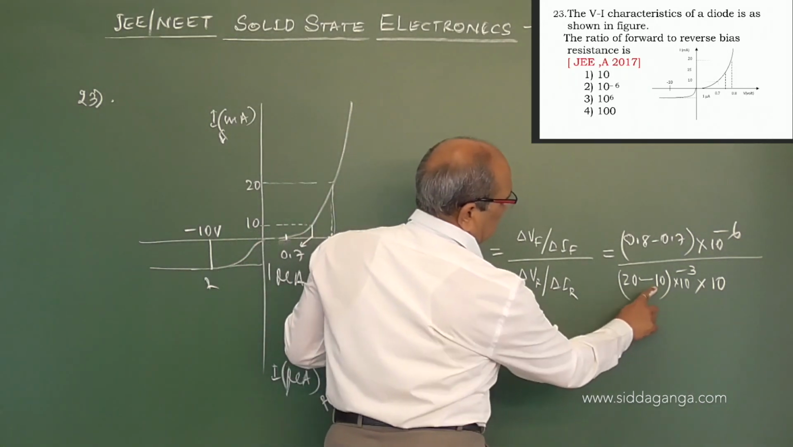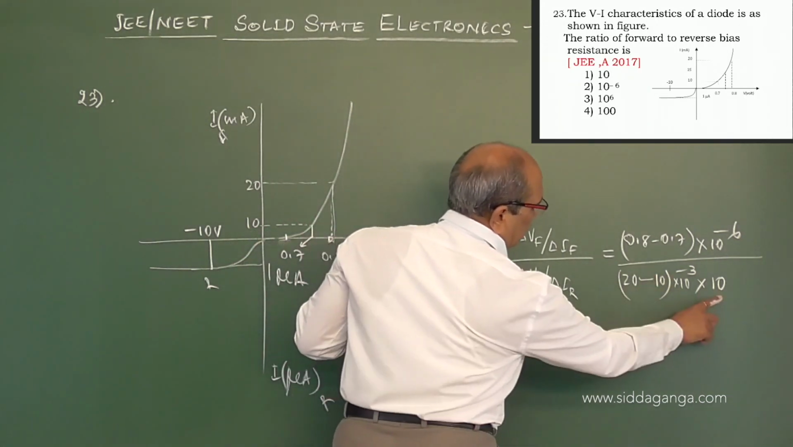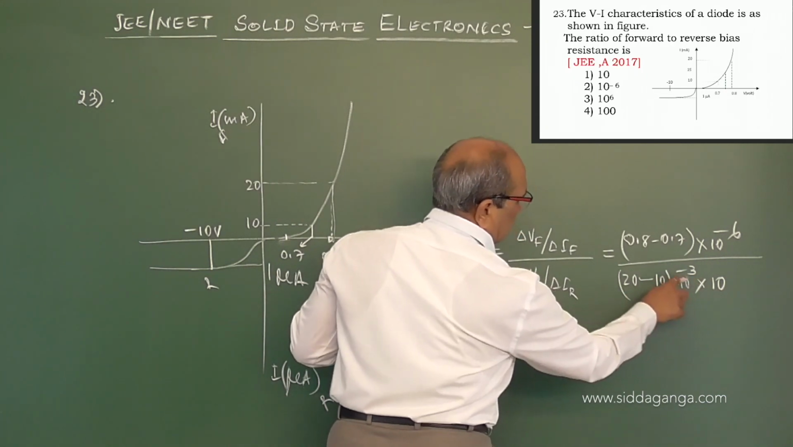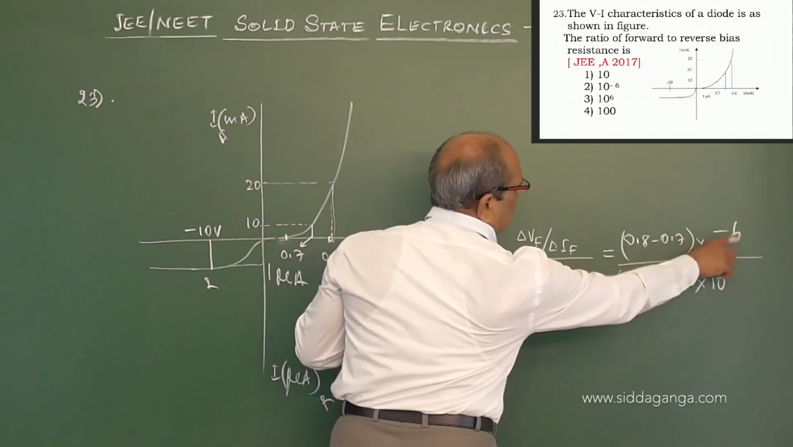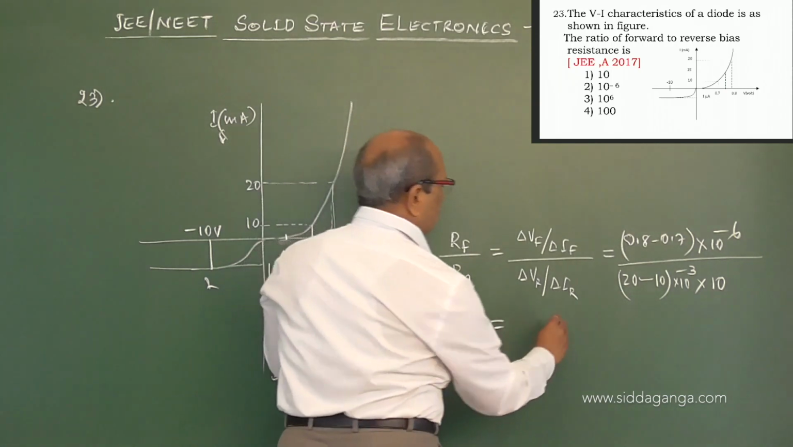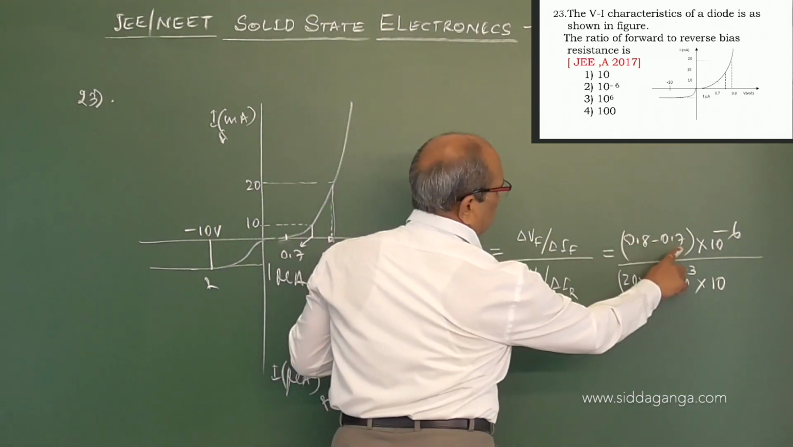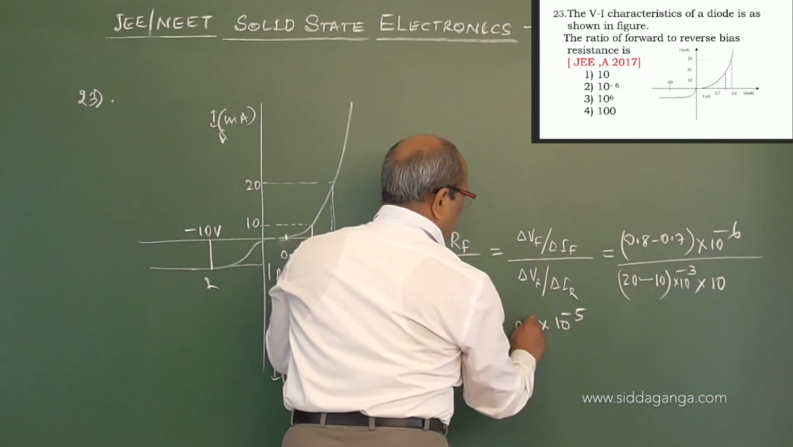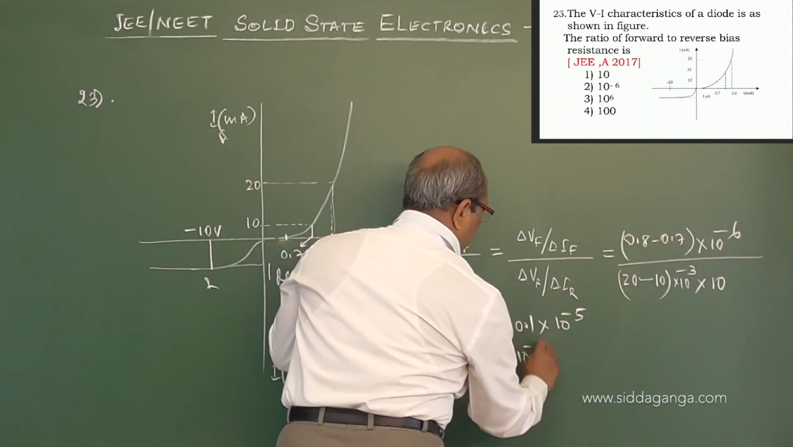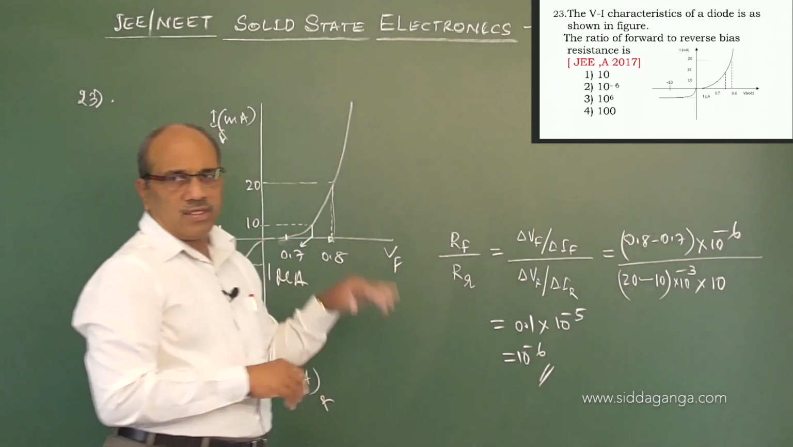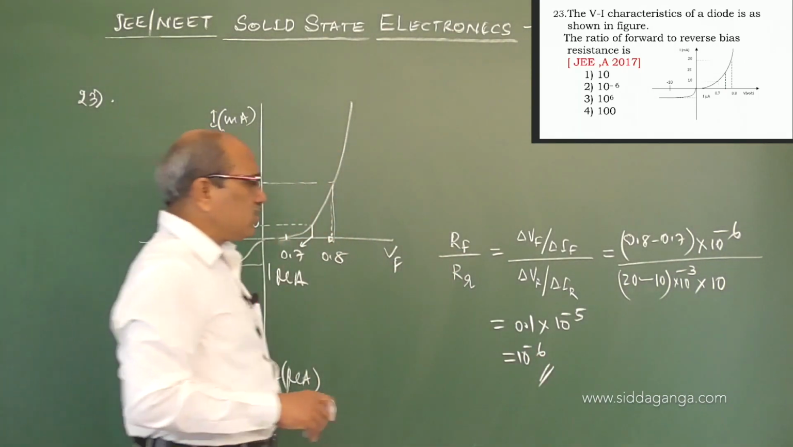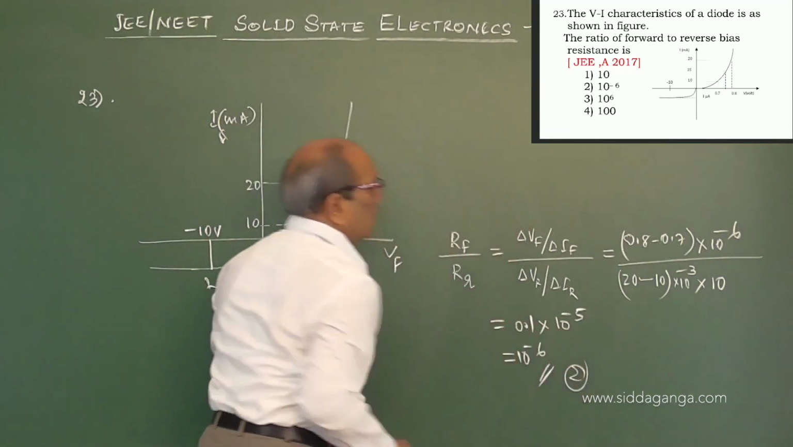Because 20 minus 10 is 10. 10, 10, 100. 100, 10 power minus 1. Cancel here, it becomes minus 5. 10 power minus 5. 0.8, 0.7 is 0.1. Again it becomes 10 power minus 6. The ratio is 10 power minus 6, option number 2.